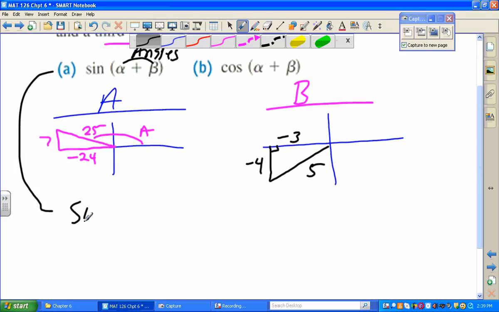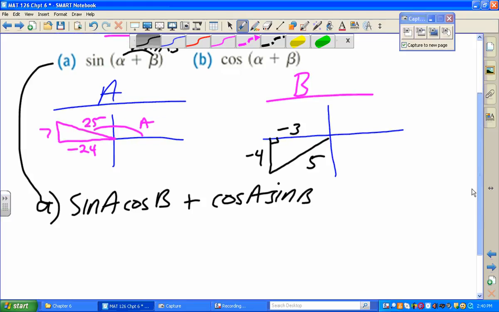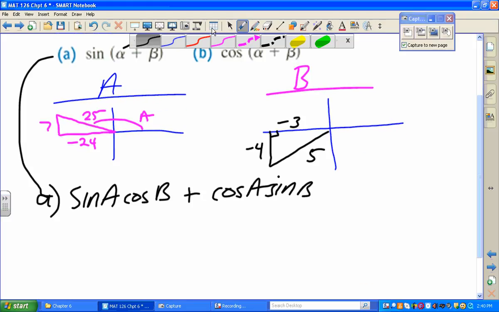So we write sine of A, cosine B, plus cosine A, sine B. This is for question letter A. I said that all the time. Sine A, cosine B, cosine A, sine B. And then from each picture, you just put in all 4 fractions. The other day, yesterday, you used the unit circle. Today, you're using 2 different pictures.